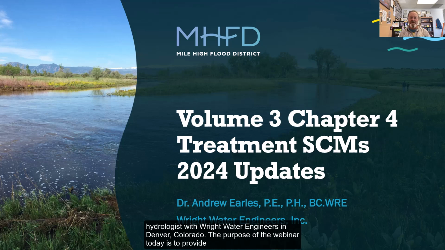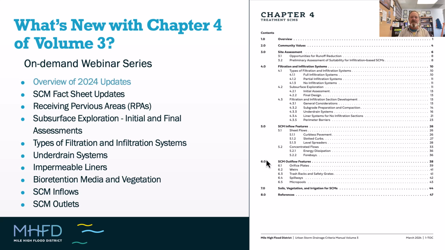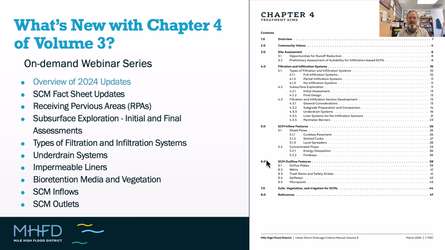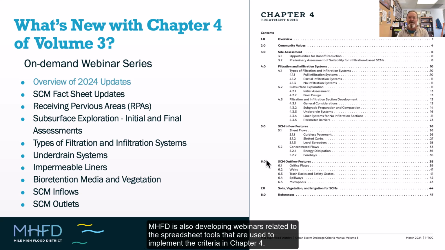The purpose of the webinar today is to provide an overview of the updates to Chapter 4, which is the chapter in the Mile High Flood District's Urban Storm Drainage Criteria Manual that addresses treatment stormwater control measures, or SCMs. This is the first webinar in an on-demand webinar series related to updates to Chapter 4 of Volume 3. MHFD is also developing webinars related to the spreadsheet tools that are used to implement the criteria in Chapter 4.